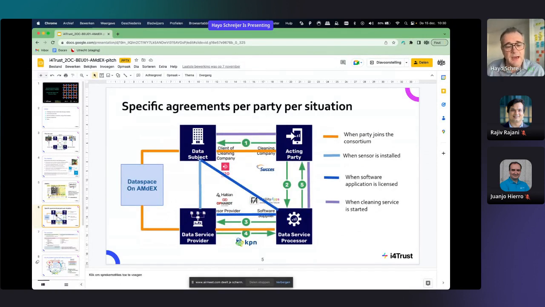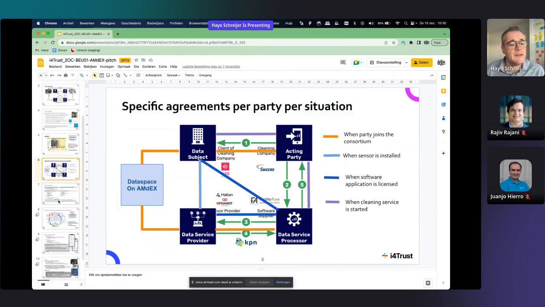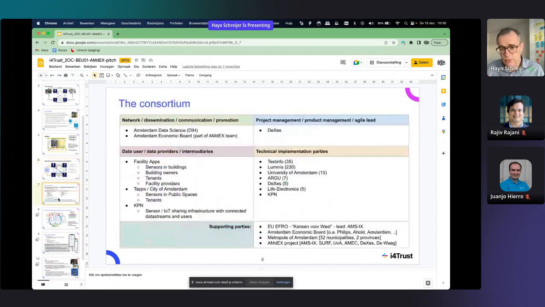And that's where Amdex comes in, and also where iSHARE and FIWARE will come in. Just to show you who's participating, we have a lot of parties involved, and it's good for you to know that the I4Trust experiment is part of a larger use case we're doing on Amdex. So we're actually doing this smart building use case on Amdex, and I4Trust is an extra project we're doing to involve iSHARE and FIWARE components in this project.